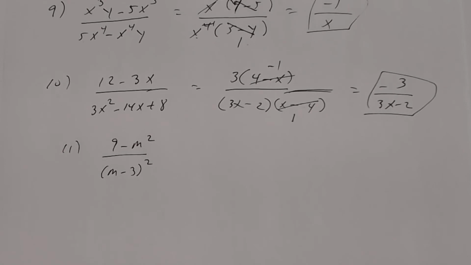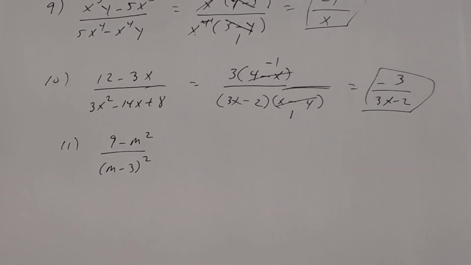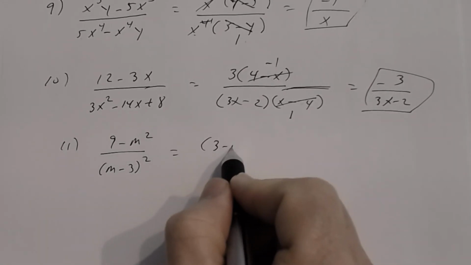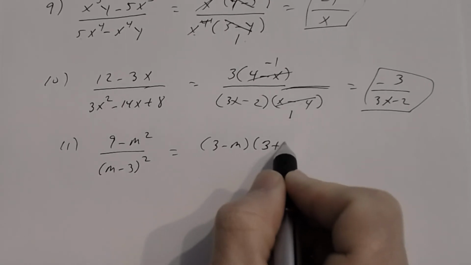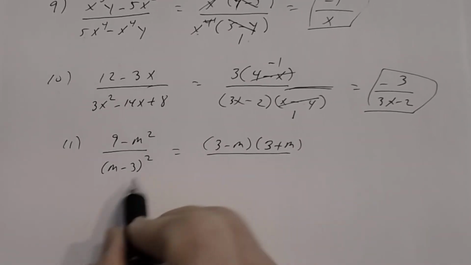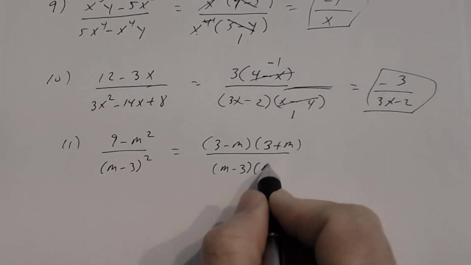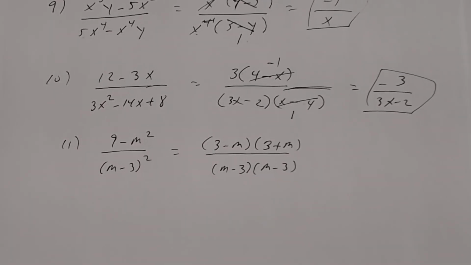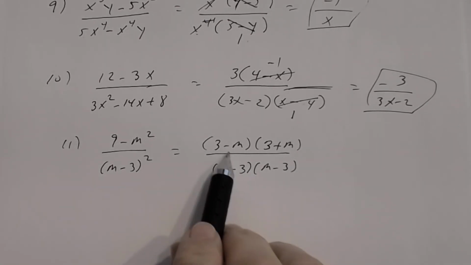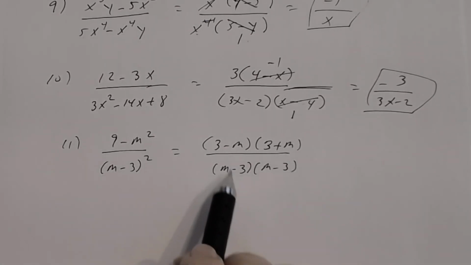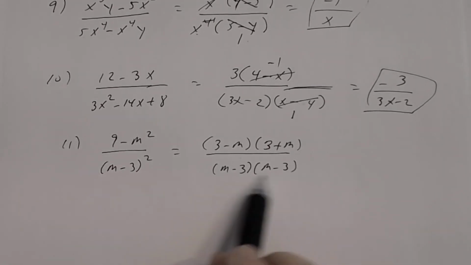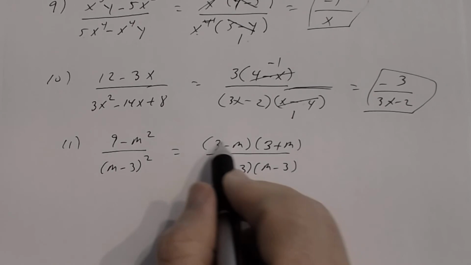And so if I factor the numerator, that's the difference of 2 squares. And so I get 3 minus m times 3 plus m. The denominator is already factored, so it's just m minus 3 times itself, right? And then let's see, can I reduce anything? I don't see anything that's identical, but I do notice that 3 minus m is the opposite of one of these. They're both the same, so let's just use this one.